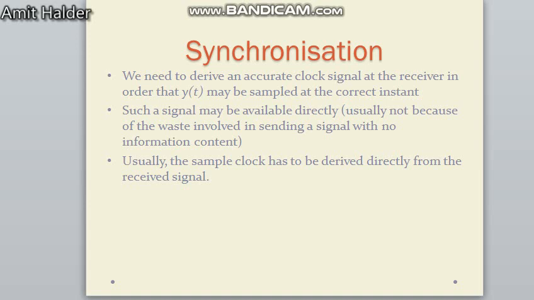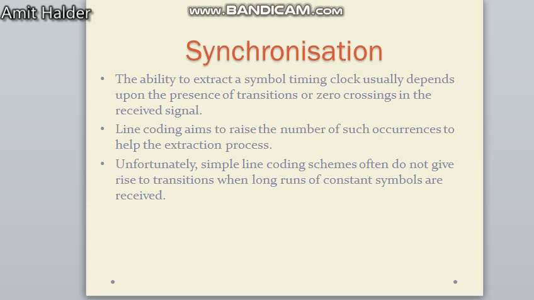Such a signal may be available directly, but usually not, because of the waste involved in sending a signal with no information content. Usually, the sample clock has to be derived directly from the received signal. The ability to extract a symbol timing clock usually depends upon the presence of transitions or zero crossings in the received signal. Line coding aims to raise the number of such occurrences to help the extraction process. So you have to extract the data, and in that process, synchronization is very important.